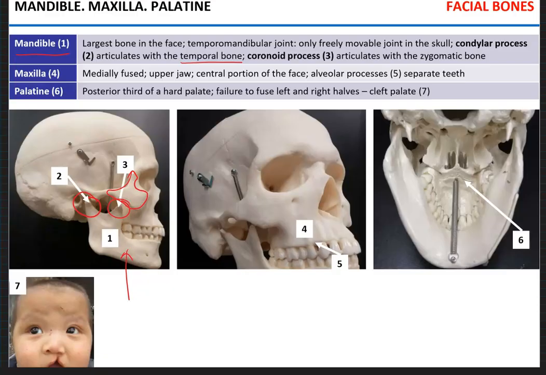The upper jaw belongs to the bone called maxilla. Zygomatic bone?